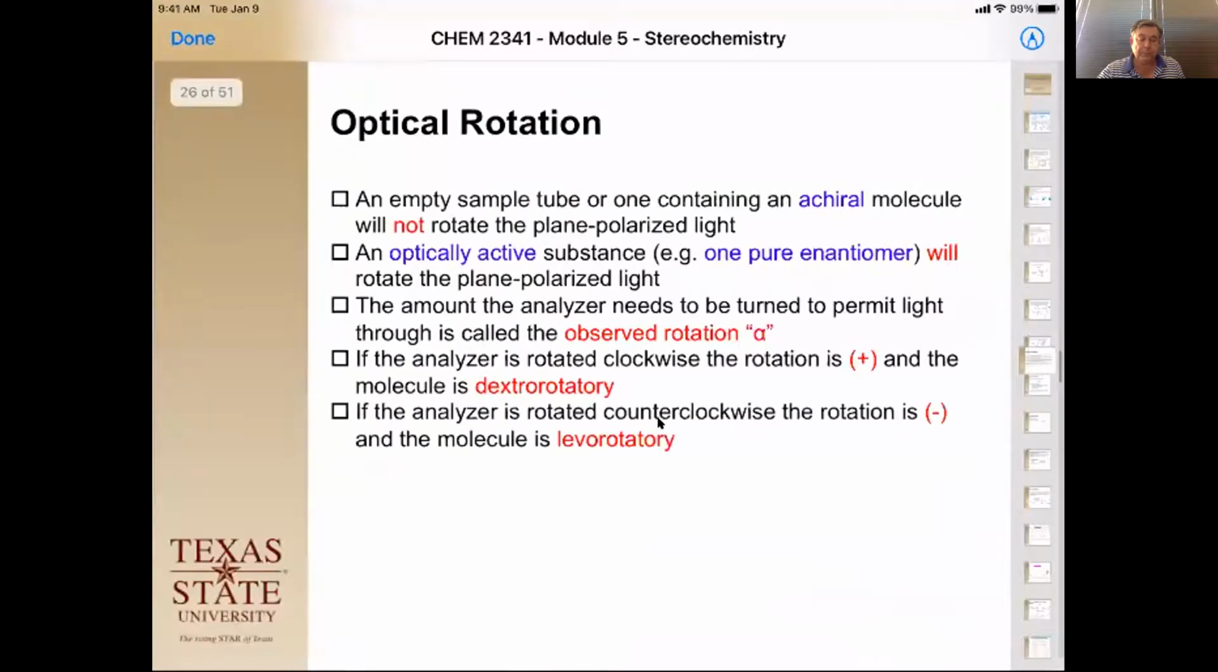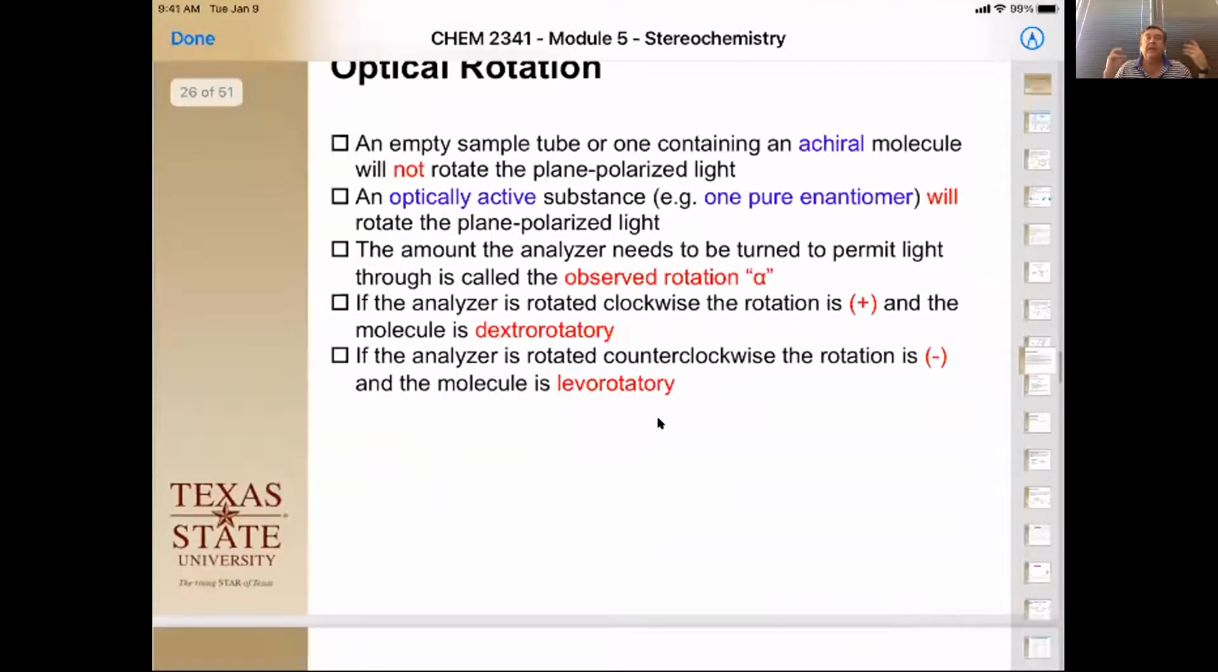Okay. So if we had just an empty tube or something that is achiral, the light is going to come through in exactly the same plane as it was. Okay. The isomer, the pure enantiomer, will rotate it one way or the other. And we call that observed rotation alpha.